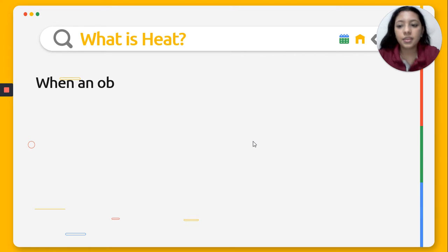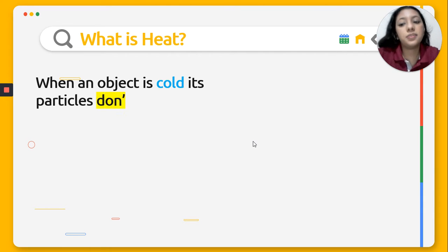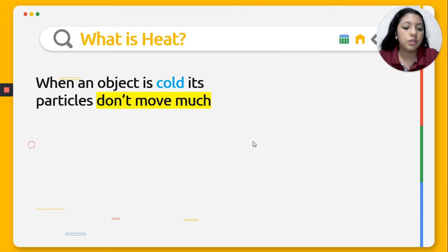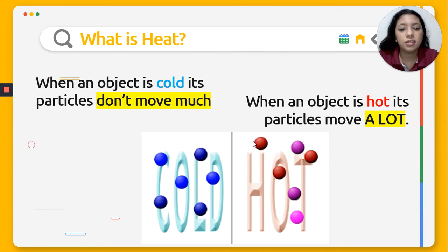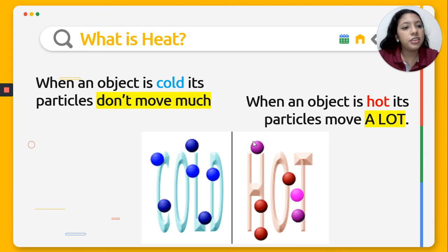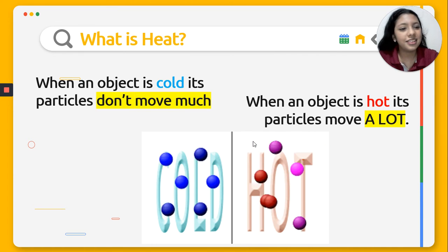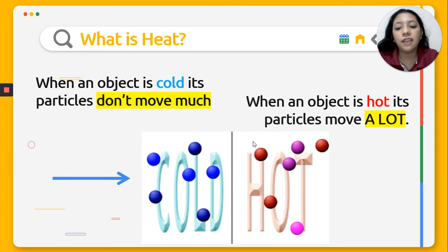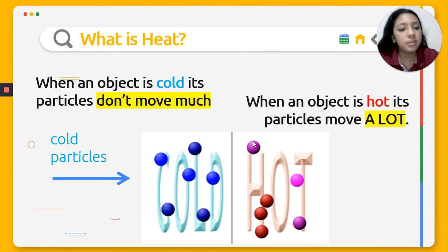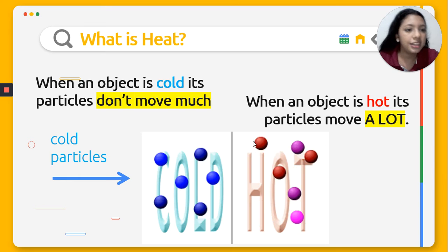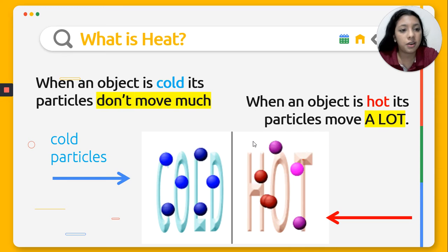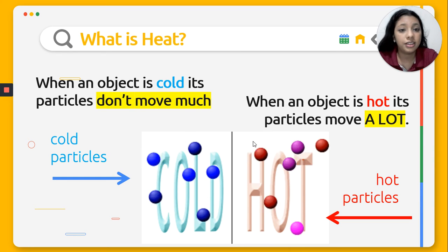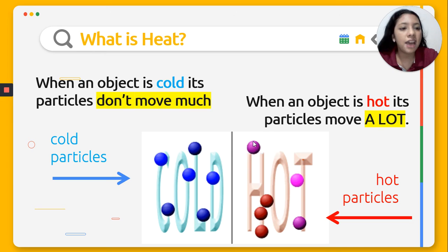So when an object is cold, its particles don't move much. But when an object is hot, its particles move a lot. And we are about to see it. Let's look at these particles. On the left, we got the cold particles. Look at the movement. They don't move much. They're kind of lazy. But on the other hand, on the right hand, we have the hot particles, and they are actually moving, actively moving.